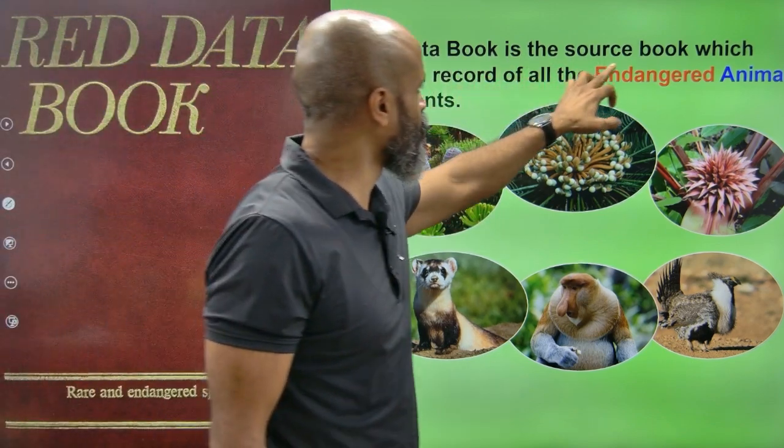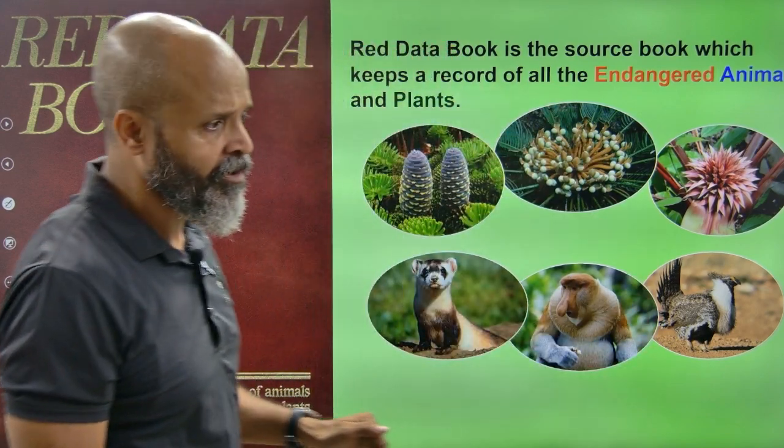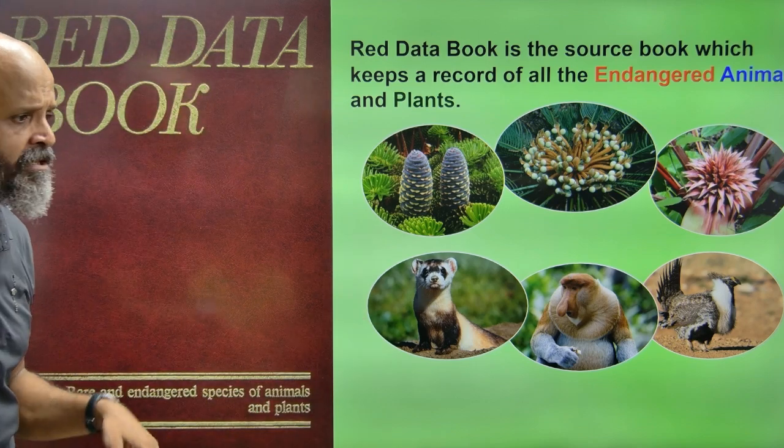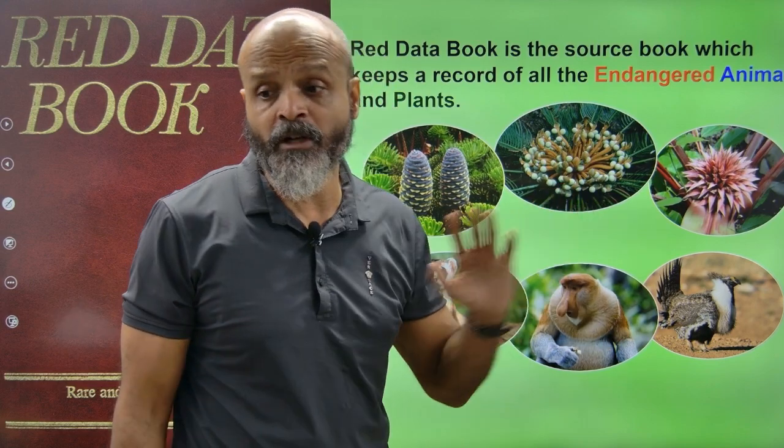Red data book is a source book which keeps a record of all the endangered animals and plants. These are basically endangered animals and plants, and the reason why they are being termed as endangered is because we are on the verge of losing them.